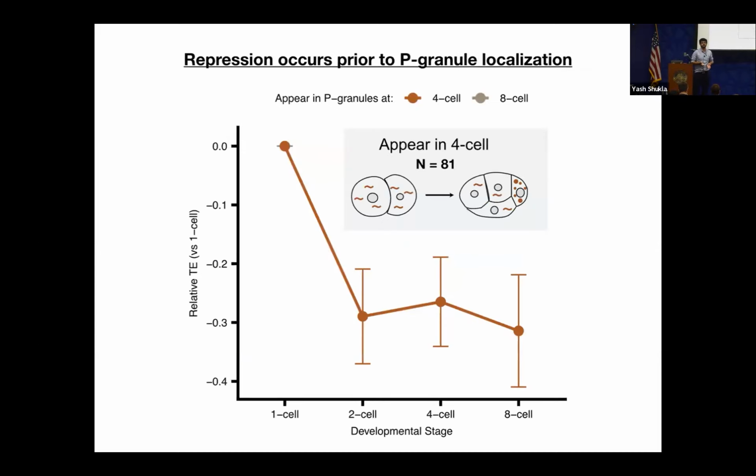And here's something that we found that was interesting: the dip actually happens 1 stage before, where the translational efficiency goes down from the 1 to 2 cell stage and remains repressed at the 2, 4, and 8 cell stage. So what this tells us is that first the repression happens, and then they localize into these P granules, rather than going into P granules and causing that repression.